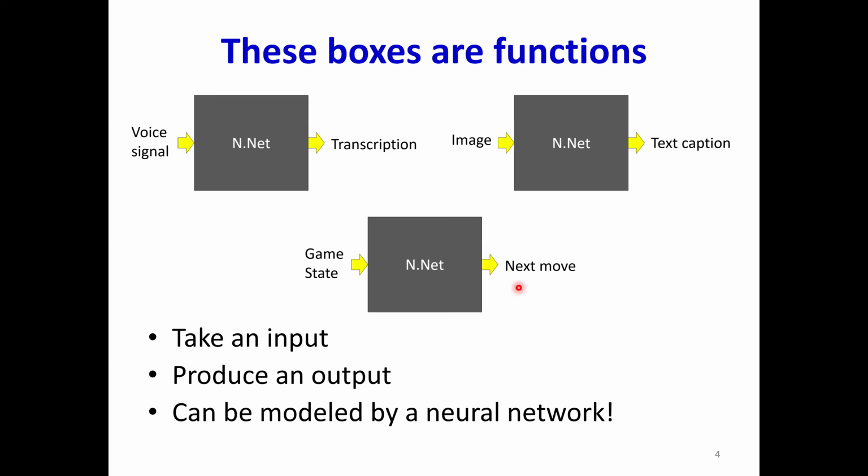We also saw that when we speak of AI tasks, these are generally input-output tasks. Something goes in, something comes out. And in each case, there's a neural network between the input and output. And these are functions. They take an input and compute an output. And because they are functions, they can be modeled by neural networks.